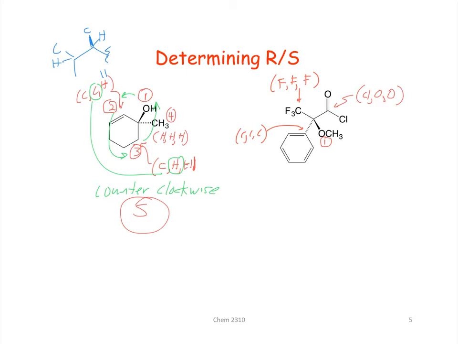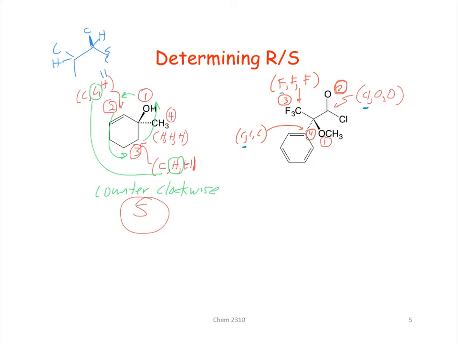Alright, so let's compare and rank these. Which one ranks the highest out of these? We just look at the first group: chlorine, fluorine, carbon. Which one comes first? Chlorine comes first, so this is going to be number 2. Fluorine comes next, number 3. And this ring here, that's called a benzene ring, is number 4.